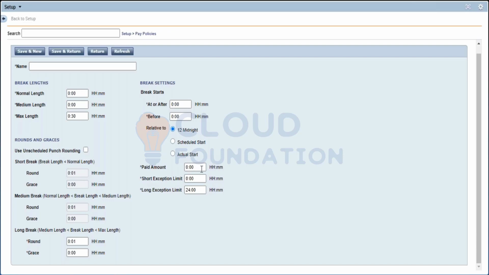What paid amount means is when employees take a break that is equal to or less than the paid amount, no time is deducted from their time cards because the breaks are complementary. But if they take a break that is longer than the paid amount, only the incremental amount of time is deducted from their shift.